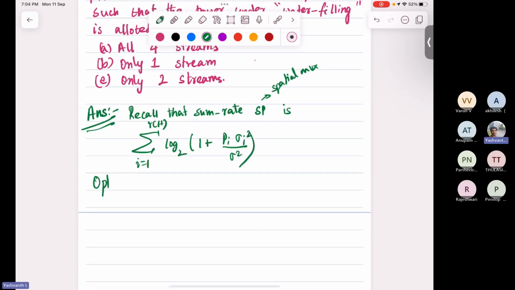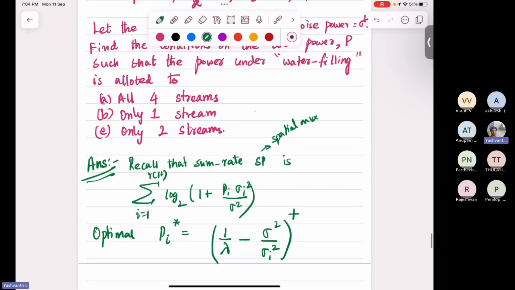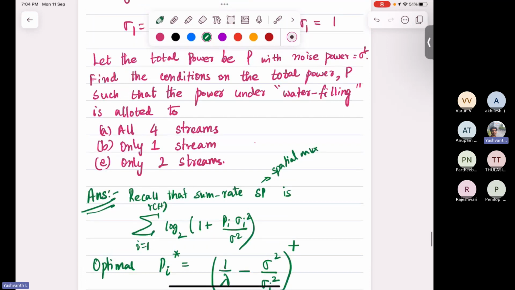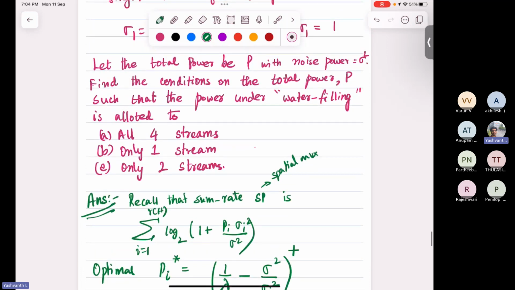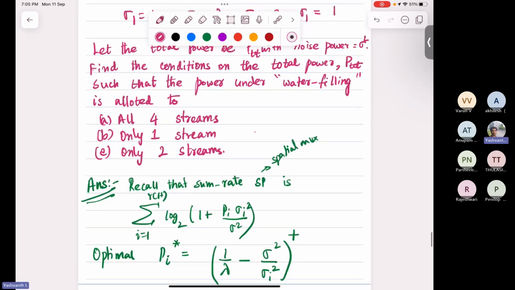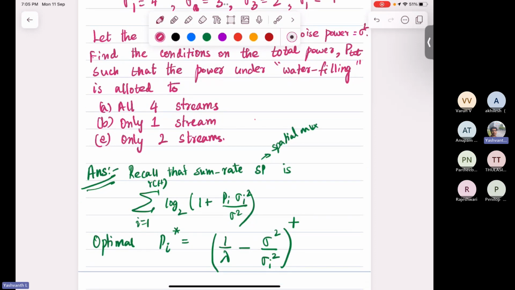Then the optimal power allocation, P_i star, is given by (1 by lambda tilde minus sigma square by sigma_i square) plus. Correct. Now the first question says, what should be the condition on the transmit power P? That is, P is the total power, our P tot that we wrote in the optimization. Maybe I can write the same notation, P tot. So what should be that P tot so that all 4 streams will get power?